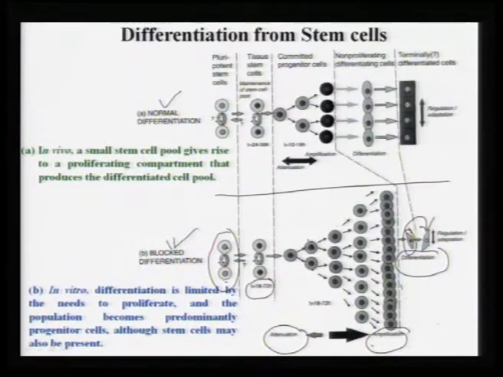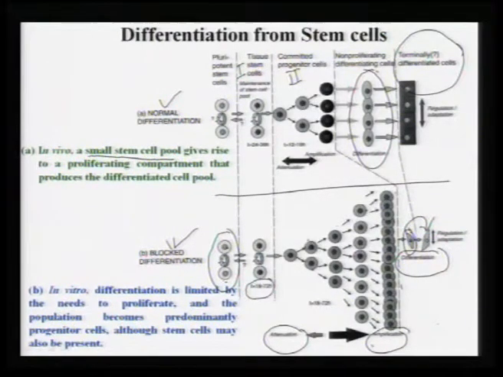In the normal differentiation case, there are small stem cells; as I said, stem cells are the primary cells. A small stem cell gives rise to a proliferating compartment that produces the differentiated cell pool. So, this is the case for the non-proliferating differentiating cells. Non-proliferating means they are not proliferating, but just differentiating. Here, these are called terminally differentiated cells, where the cell is almost at the terminal stage and cannot be differentiated any further. In the second stage, if I call this stage 2 and this stage 1, this is called committed progenitor cells.